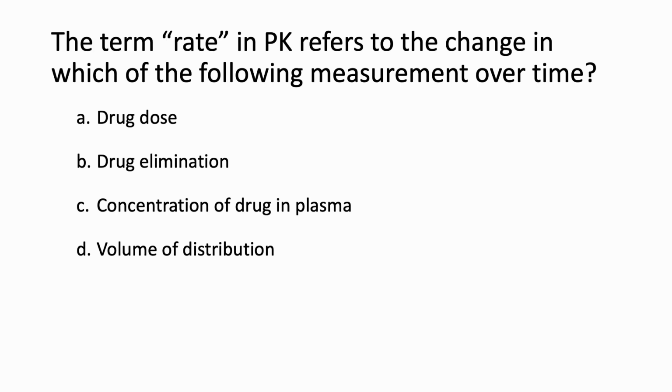Question: the term rate in PK refers to the change in which of the following measurements over time? A. Drug dose. B. Drug elimination. C. Concentration of drug in plasma. D. Volume of distribution. Remember, the rate in PK refers to the change of the concentration of drug in plasma over time.